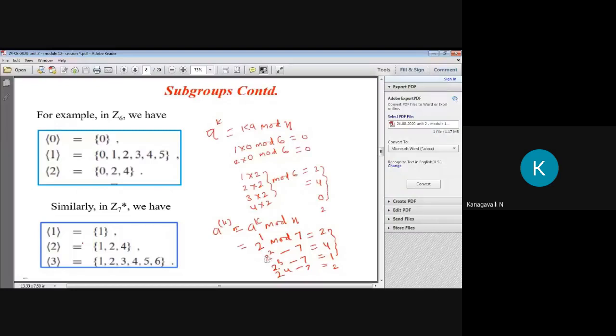2 power 2. Why am I choosing 2? Because already 1 to the power anything gives you remainder 1, right? Then I'm moving to the next element, 2. 2^2 is 4, mod 7, remainder is 4. 2^3 is 8, mod 7, remainder is 1, right? Then 2^4, what is the value? 2 times 2 times 2 times 2 is 16. 16 mod 7, remainder is 2, right?